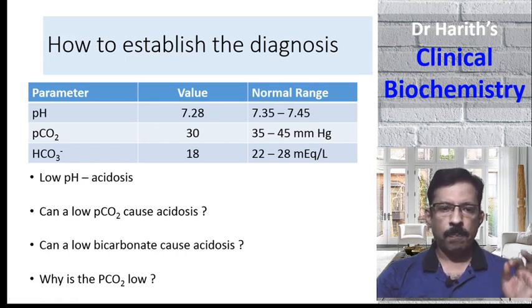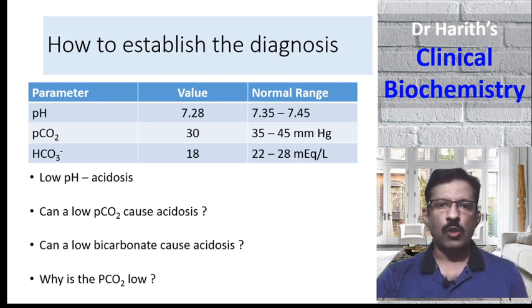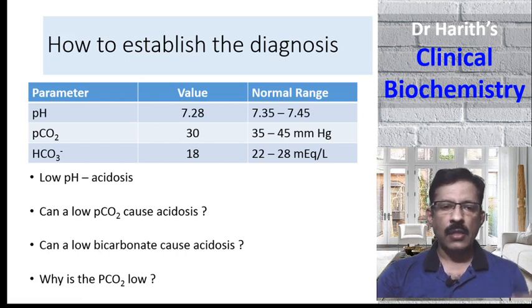Can a low PCO2 cause acidosis? Now we know that CO2 plus H2O gives H2CO3, so CO2 and carbonic acid are synonymous. Can a decrease of acids cause acidosis? The answer to that is no. So this is not respiratory acidosis. Can a decrease in bicarbonate levels cause acidosis? Yes, bicarbonates are alkalis. Bicarbonates are supposed to maintain the blood's pH in the alkaline range. So if you lose alkalis, obviously you're going towards acidosis. So a decrease in bicarbonates can cause acidosis.